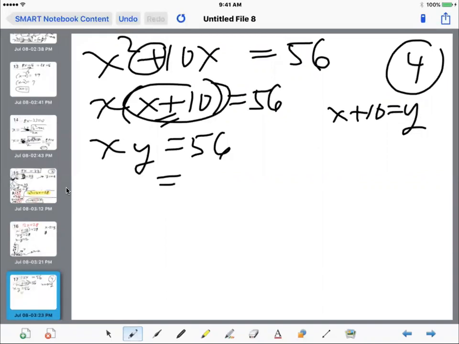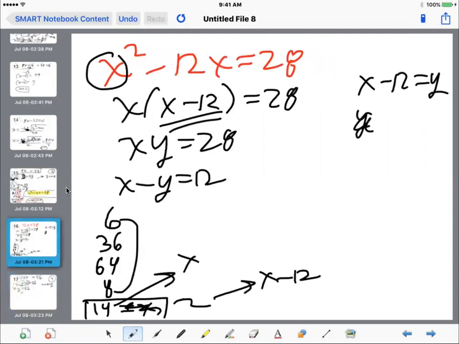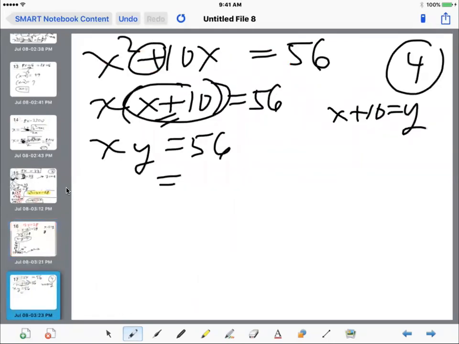Okay, but here is where something changes a bit. Anyone want to type in what they suspect the other equation to be? Before it was x minus y equals 12. How does that change when there's a plus here?